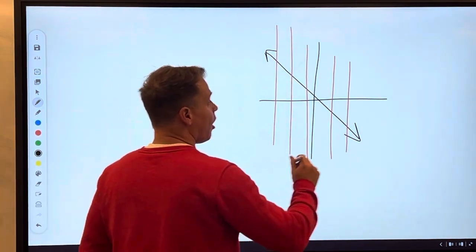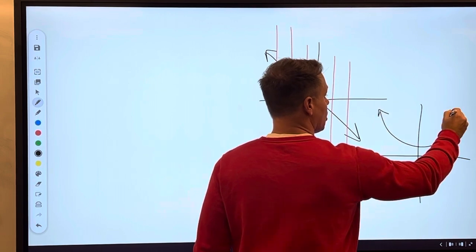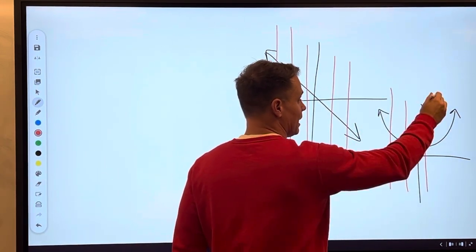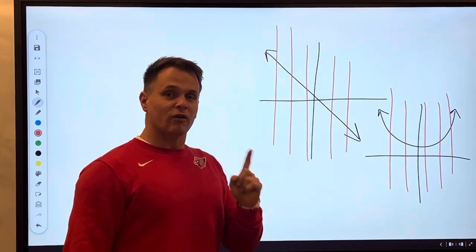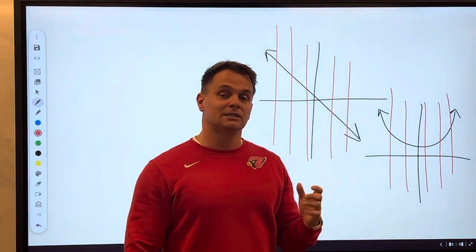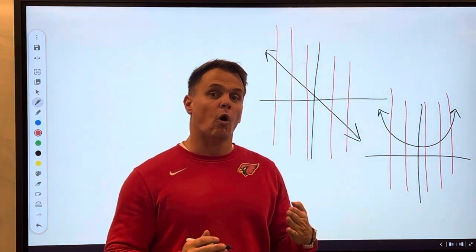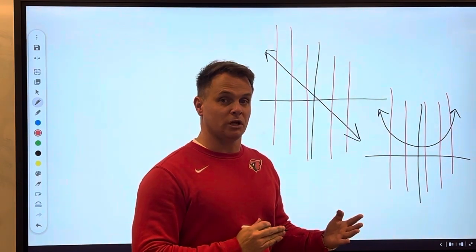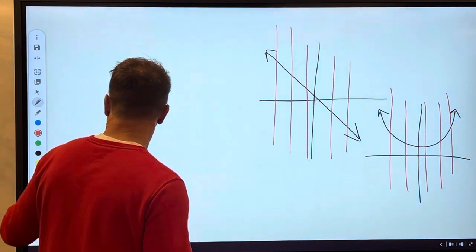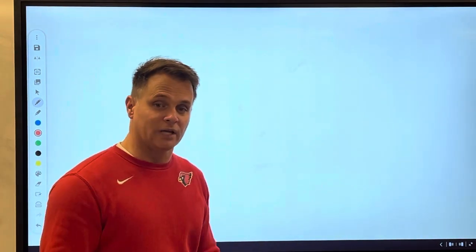I can draw other graphs up here, like for example, a parabola is also a function because it also passes the vertical line test. Don't forget also that a graph, or a set of data points, is a function if the x value only has one y value associated with it. When you have repeated x values, it's not a function. So let's take a look now at some examples of function notation.